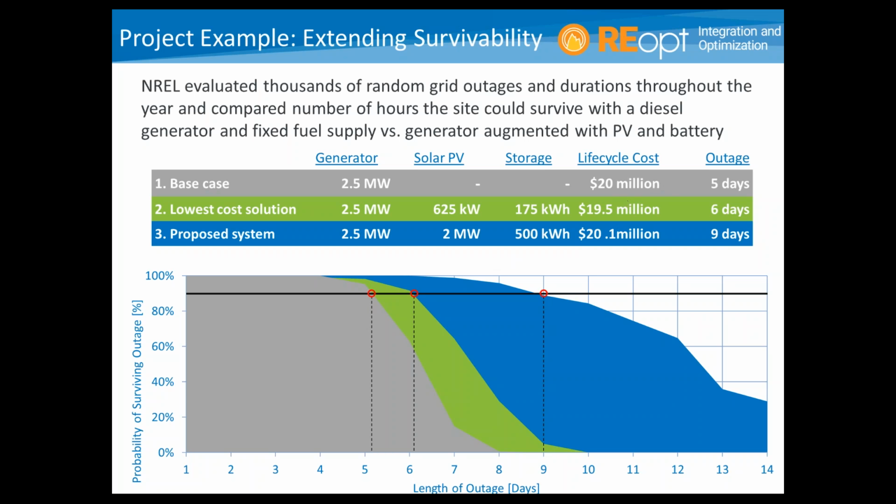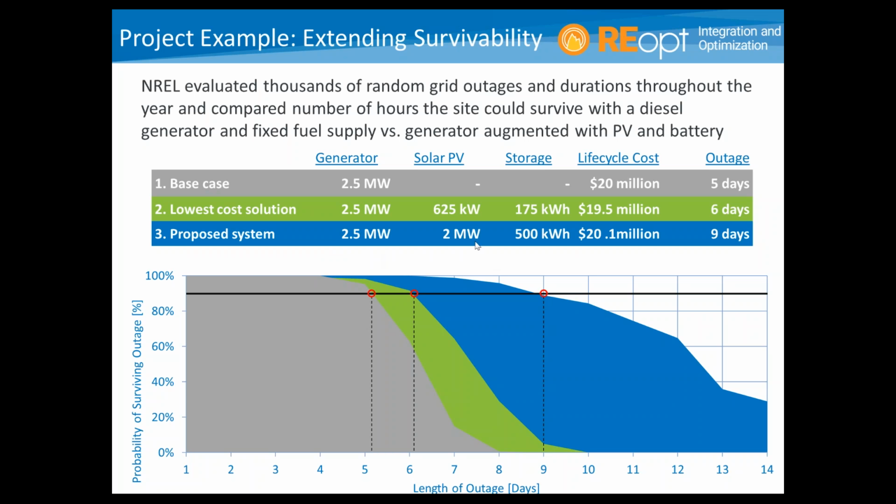And then finally, we looked at one more case, and this is in blue here, the proposed system. In this case, we drove up the size of solar and storage until the life cycle cost was about the same as the base case. So in this case, you're not saving much money, but you're not spending much more money either.